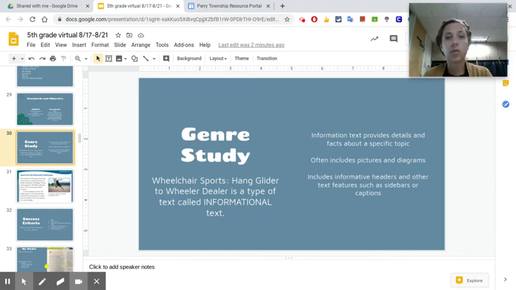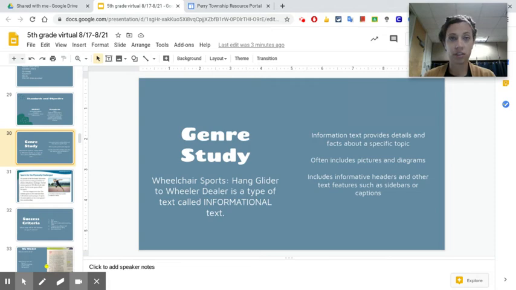So we're going to do a really quick genre study, and a genre is a type of book. So Wheelchair Sports: Hang Glider to Wheeler Dealer is a type of text called informational text. If you look off to the side, it says informational text provides details and facts about a specific topic. So we're not only talking about wheelchairs, we're talking about the accidents that help those people, or something that happened in their life, maybe make them from an athlete to an athlete that has to use a wheelchair.